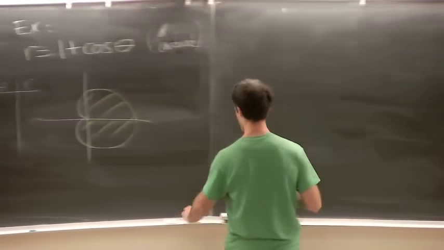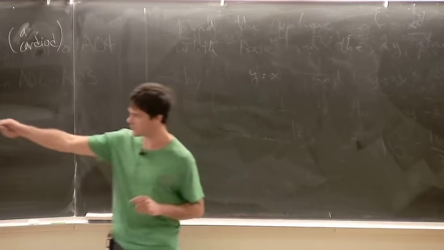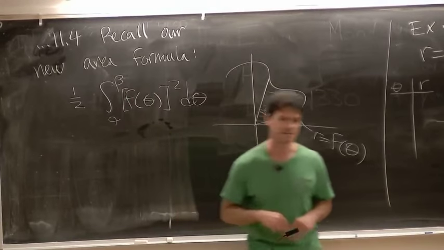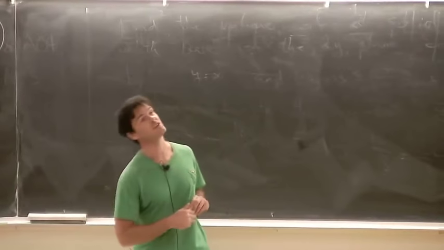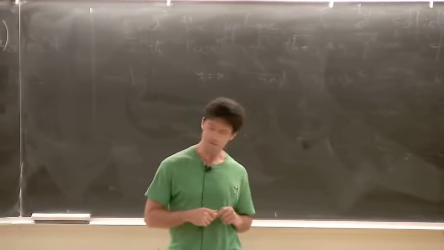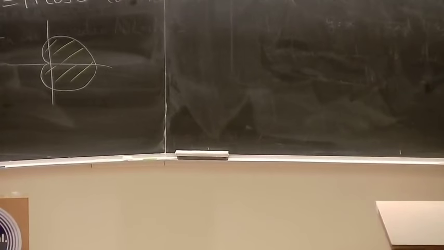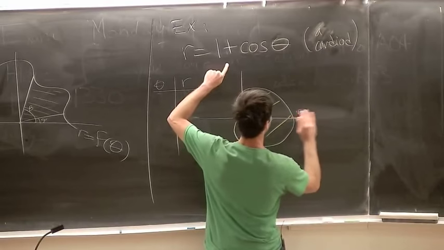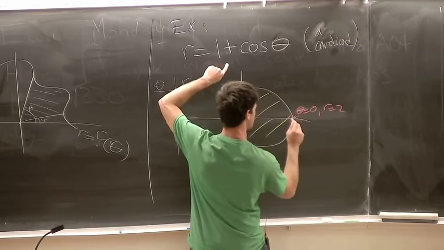Probably the hardest thing to figure out in applying this formula is what alpha and beta are. That's probably going to be the challenge on some of the homework problems. Sometimes you can't always tell by looking at it. In this case, I think it's okay. If I just plot some of the points, this was the point where theta was 0 and r was 2, right here.